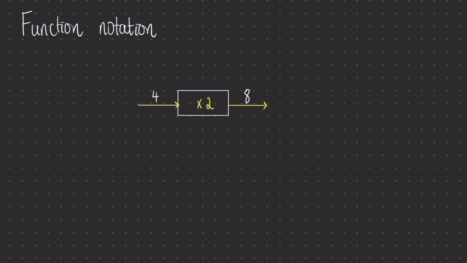We can also start now to represent the inside of these machines with a letter. So instead of writing times 2, we can represent that with the letter F. Now, of course, we don't want to be drawing boxes and writing arrows all the time.